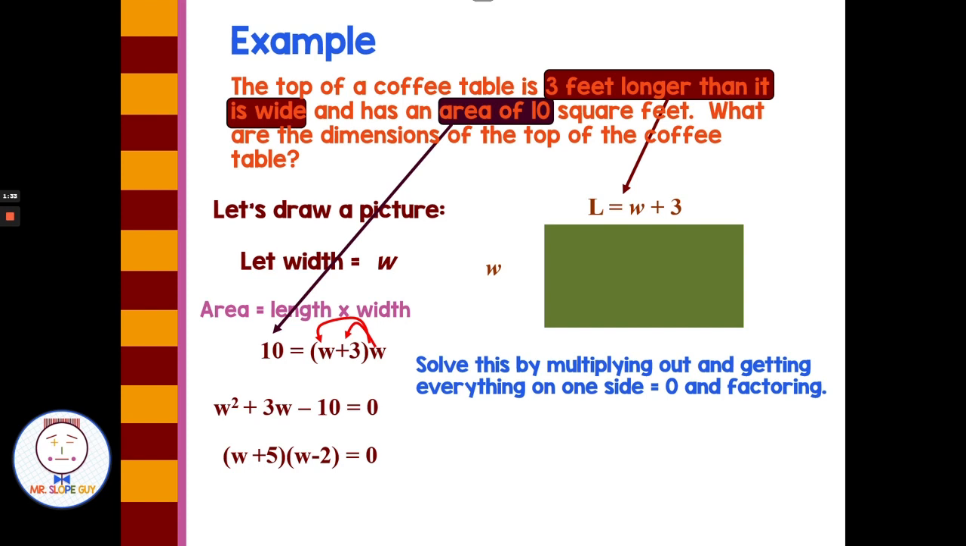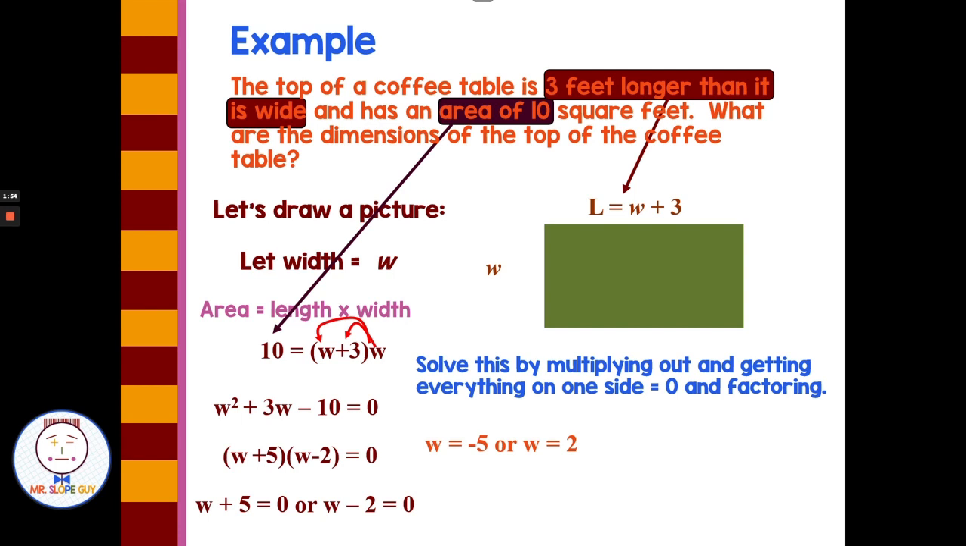So my factored form would be W plus 5 times W minus 2, and this is set equal to 0. Then I could solve my two small equations as W plus 5 equals 0 and W minus 2 equals 0. And I get the two solutions of negative 5 and 2. So we could have a width of negative 5 and a width of 2.